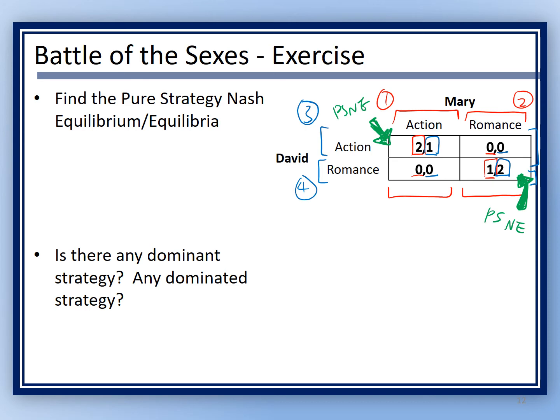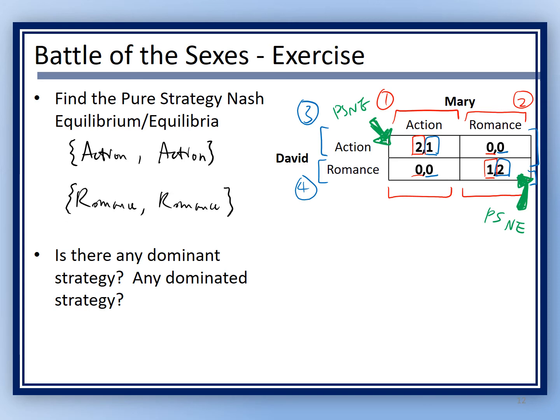You have two. When you write down the solution, you write down the actions the players would take. So in this case, the actions the players would take would be either action, or it could be romance. So these are the two Nash equilibria.